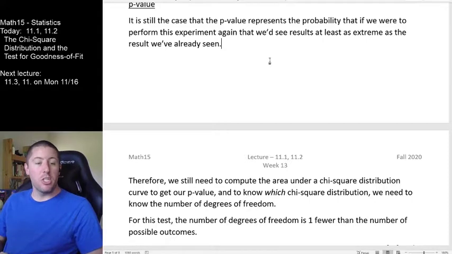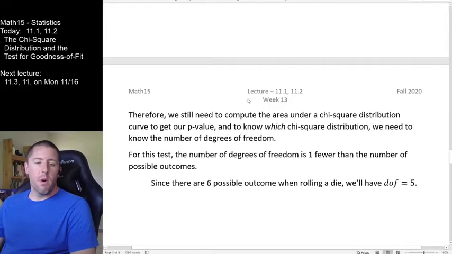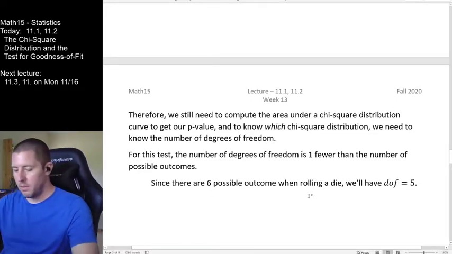But what we've seen is that there are lots of different chi-square distributions depending on how many degrees of freedom we have. So what we need to know is how many degrees of freedom we have. When we're performing our test for goodness of fit, it will always be the case that the number of degrees of freedom is 1 fewer than the number of possible outcomes. In this case, there are 6 possible outcomes associated with rolling a die. Therefore, we will have 5 degrees of freedom, right? So it's number of outcomes minus 1. Let me say that here.